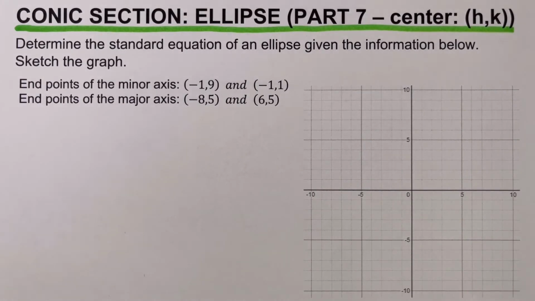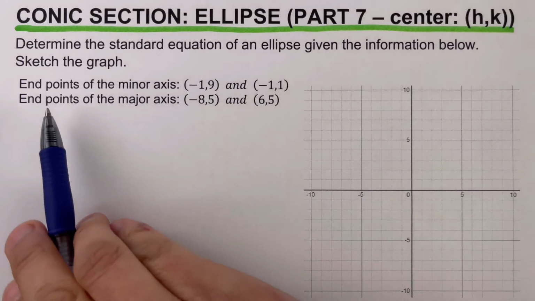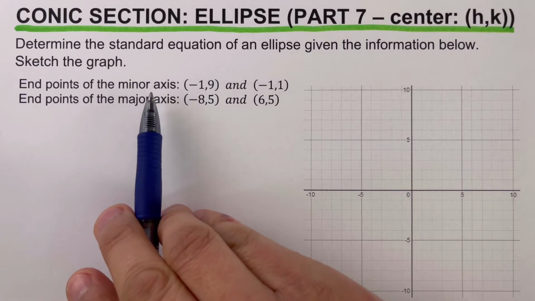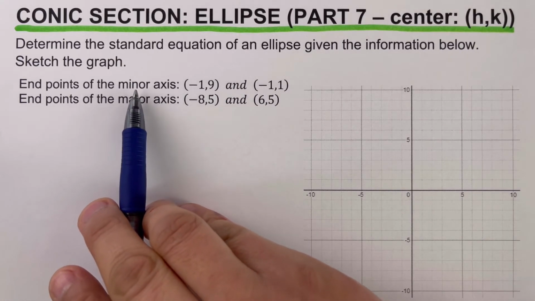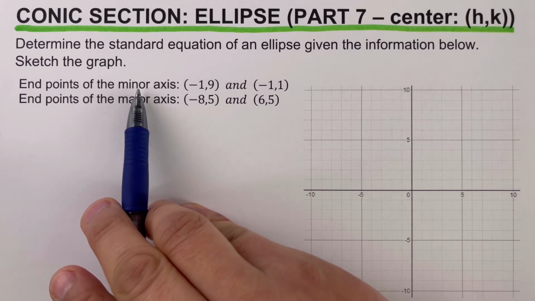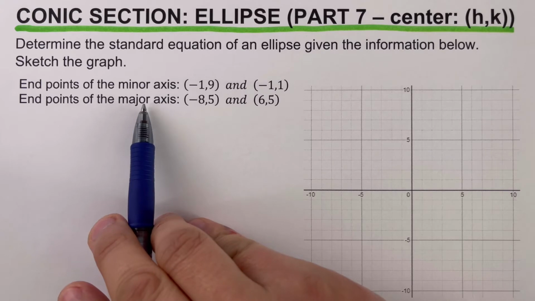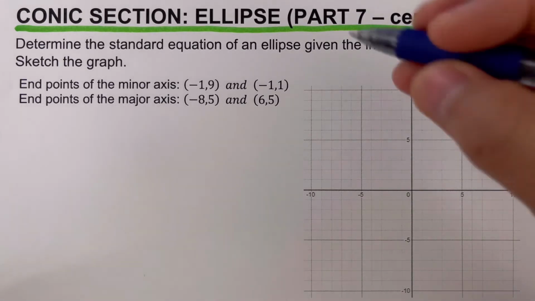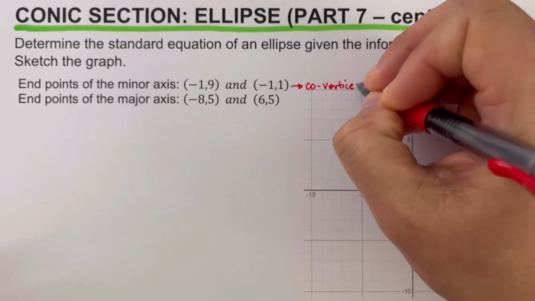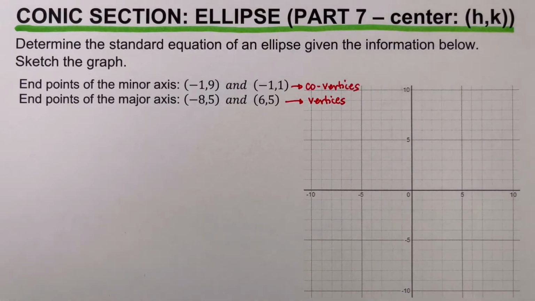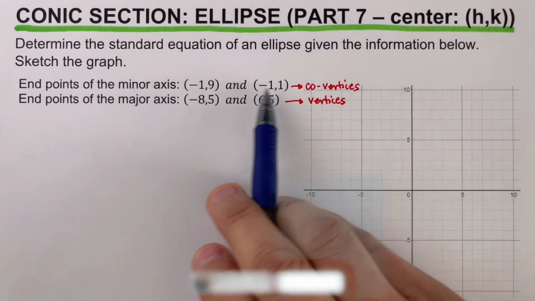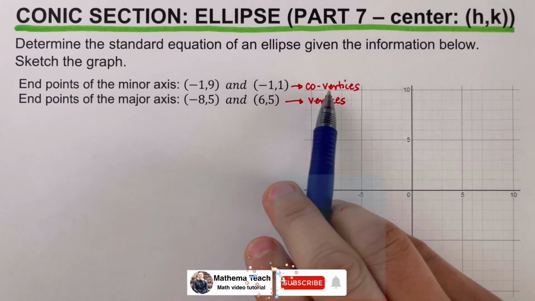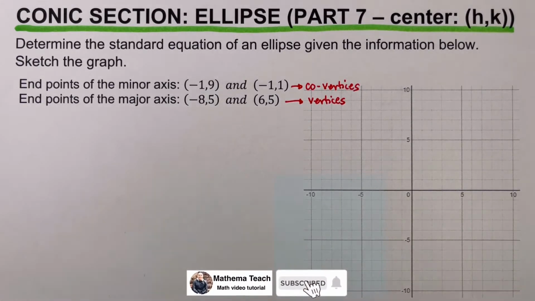Okay, going back to the problem right here, we are given the two endpoints of the minor axis. We remember that the endpoints of the minor axis are actually the co-vertices, while the endpoints of the major axis are actually the two vertices. So I'm going to go ahead and write that down here. So let's sketch or plot the four dots here and label them as the co-vertex and the vertex.